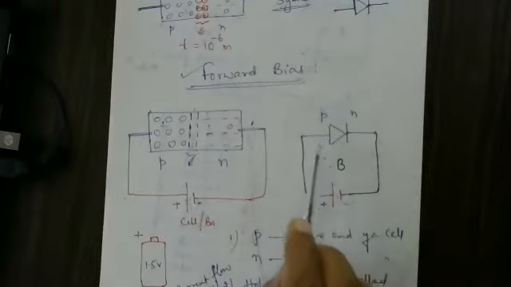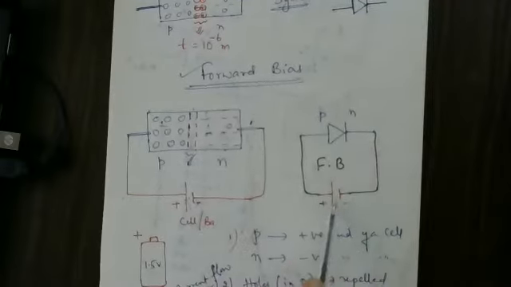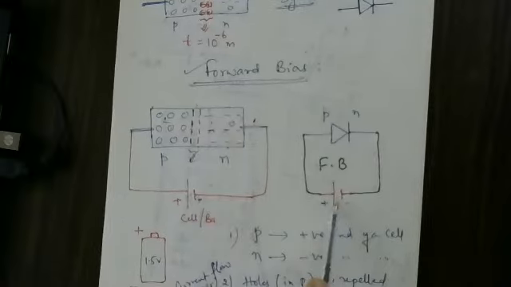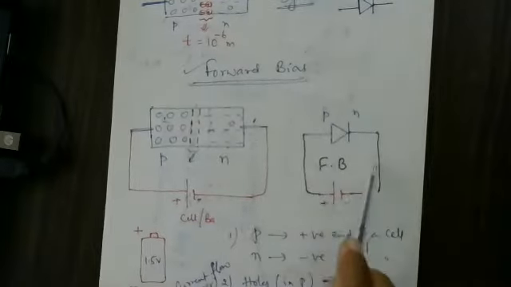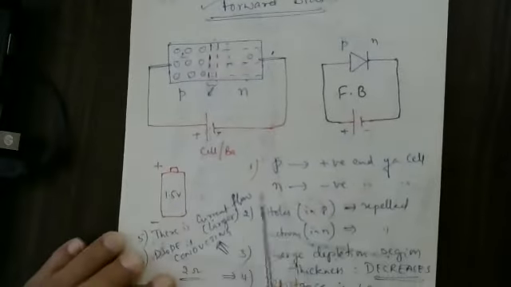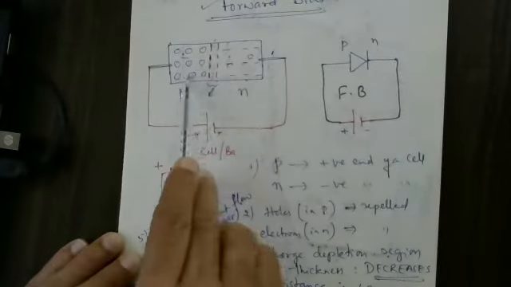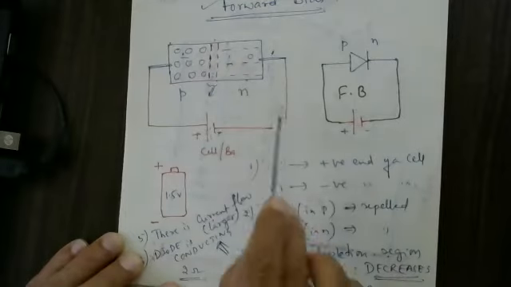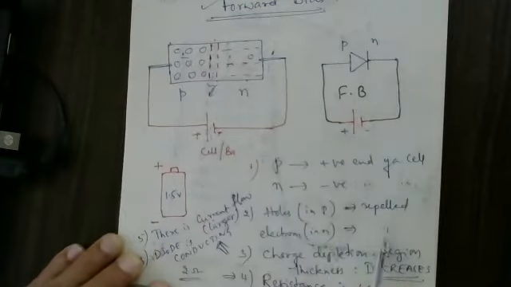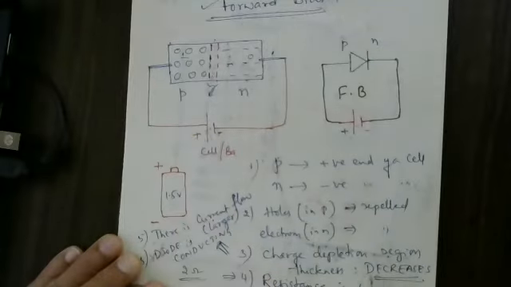There is a circuit idea in the form of circuit symbols: the circuit symbol for a diode and the circuit symbol for a battery or a cell. This is forward bias. P is connected to the positive end, N is connected to the negative end. Then I can say here the holes are repelled. Holes in P type are repelled and electrons in N type are repelled, and hence the charge depletion region thickness is going to decrease.